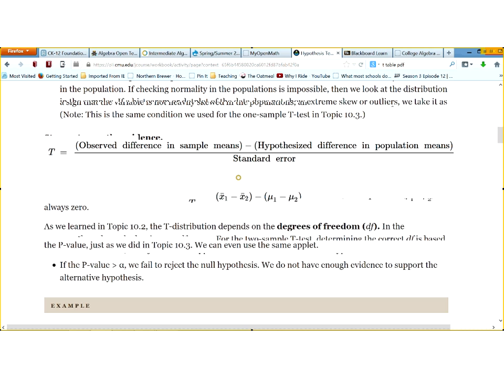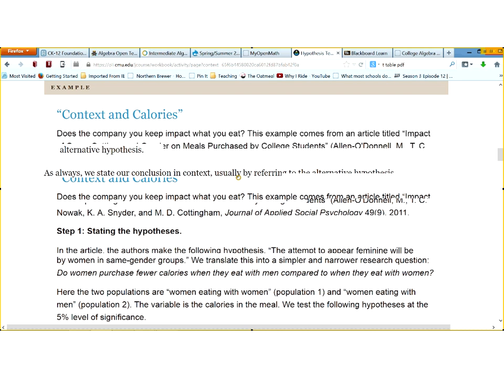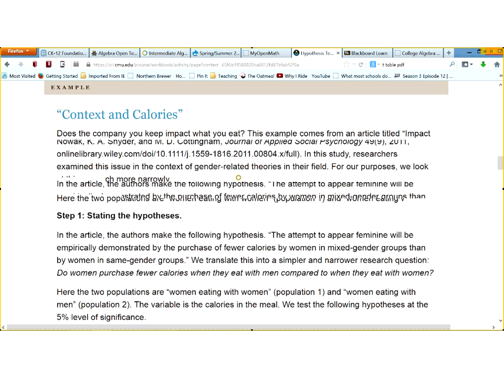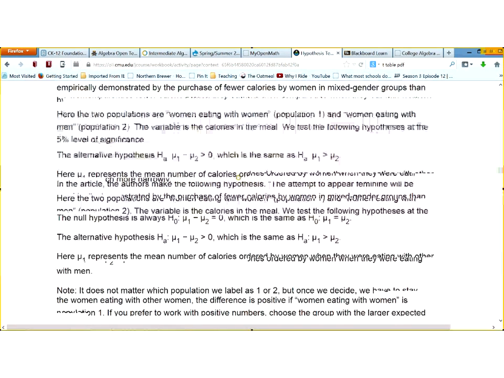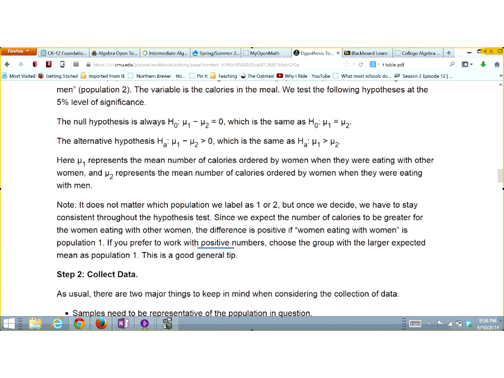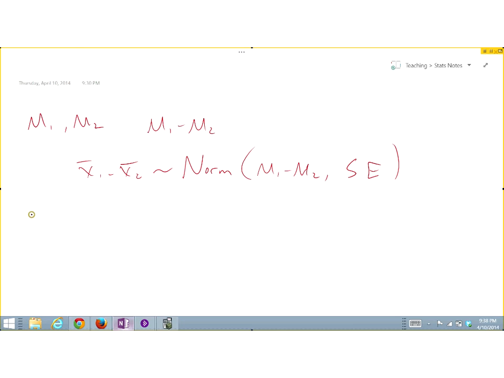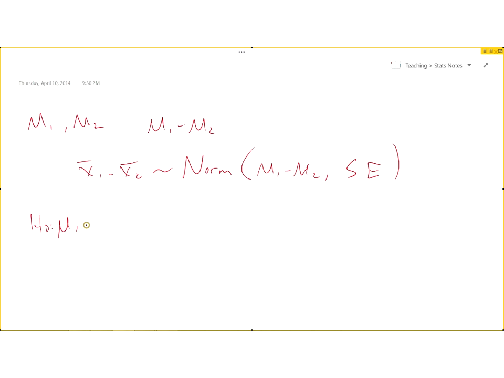So let's look at an example. We'll do the same data, but we'll do it in terms of a hypothesis test. Our null hypothesis would be that the two means are equal. Our alternative would be that mu1, women eating with other women, order more calories on average than women eating with men, where mu1 is the mean number of calories ordered by women eating with women, and mu2 is the mean number of calories ordered by women eating with men.